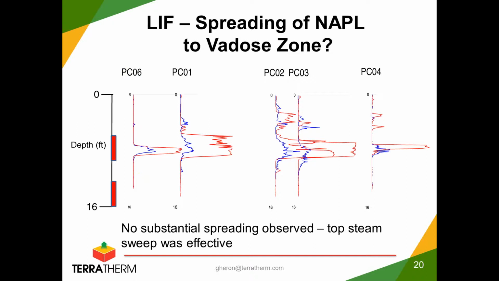One of the things we often get asked is, do you cause the DNAPL or the LNAPL to move to a different location when you do thermal? And here's an example of a data set to look for that. We repeated the LIF, laser-induced fluorescence survey, after and right next to the holes we used before. The red profiles were before and the blue were after.